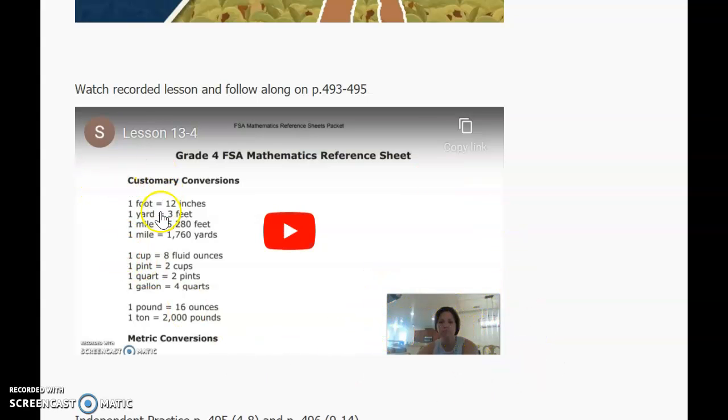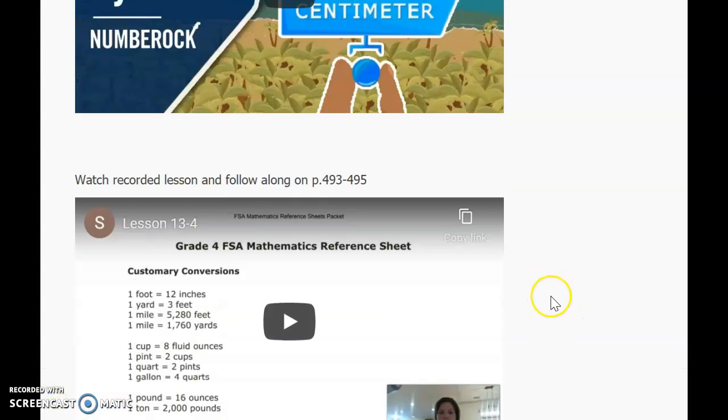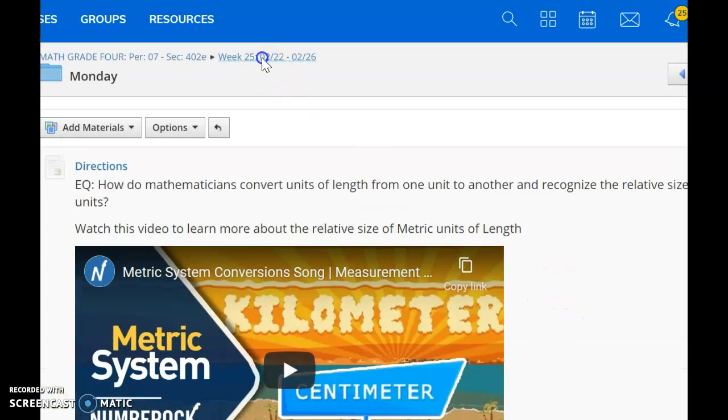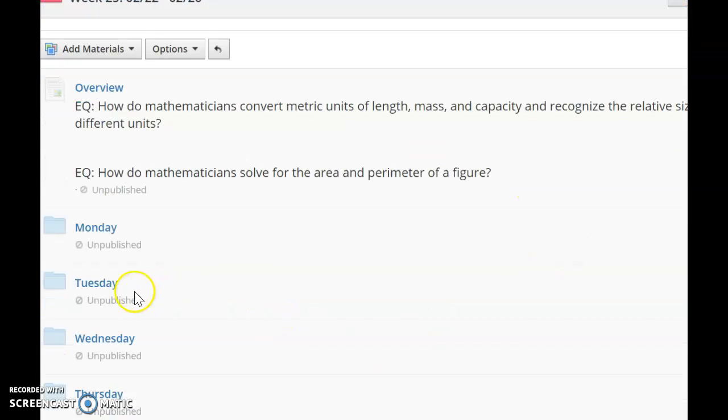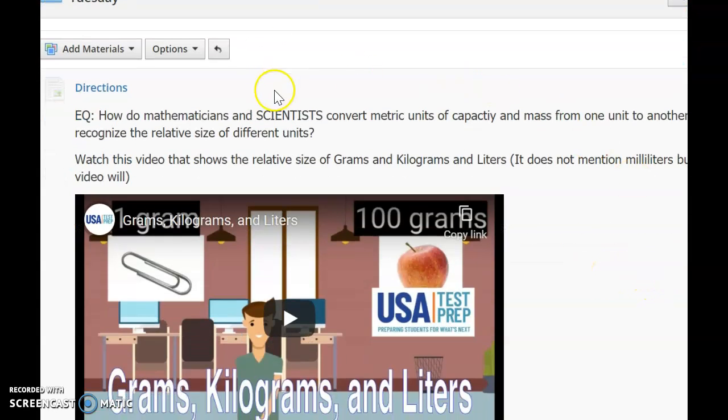But I'm going to walk you through, talk about this reference sheet, briefly discuss the difference between these two measurement systems, and you're following along. Make sure you're solving those problems in the book as I go through. Then you have some independent practice problems where you're going to try it out on your own. You do have an exit ticket, and we will meet at 2 o'clock. I really encourage you guys during this measurement unit that if you can make it to that 2 o'clock meeting, that's going to be very, very helpful.